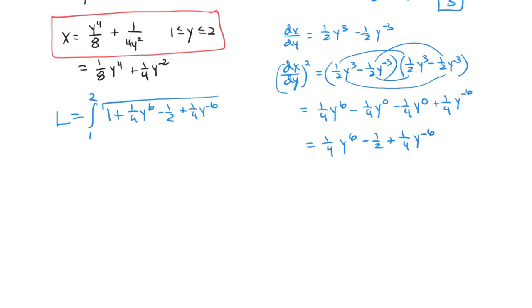Okay, so we have this under the radical dy. Then we can clean this up a little bit because we've got a 1 minus 1/2, so it gives us a 1/2. So that's going to be the integral from 1 to 2 of 1/4 y to the 6 plus 1/2 plus 1/4 y to the negative 6, under the radical, dy. How are we ever going to integrate this by hand?